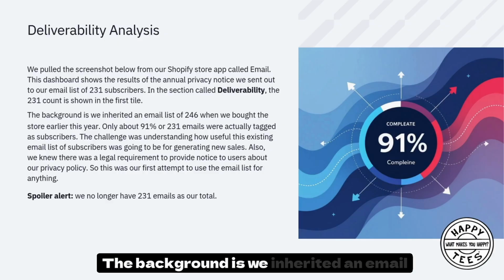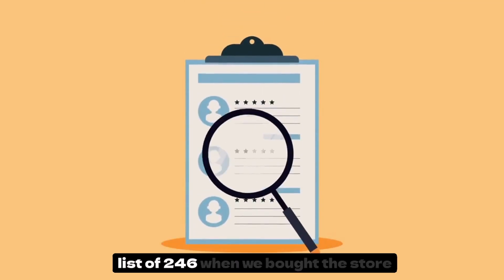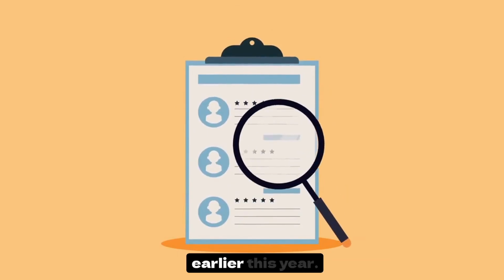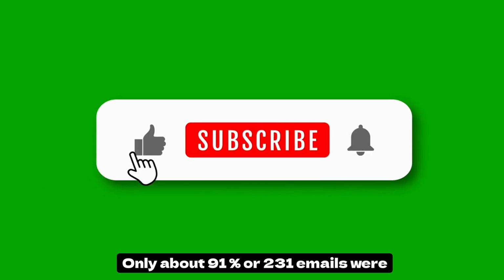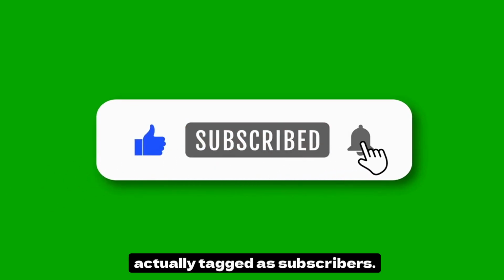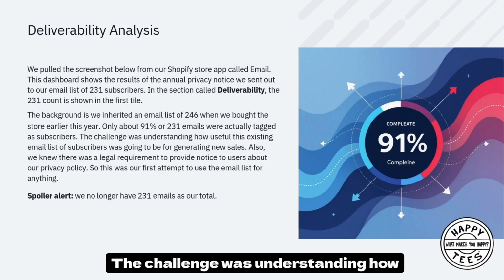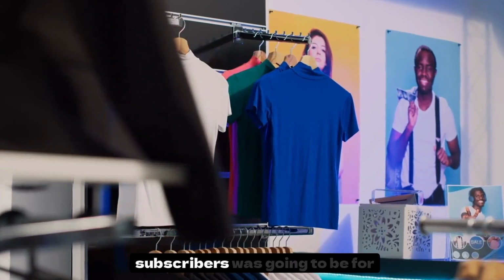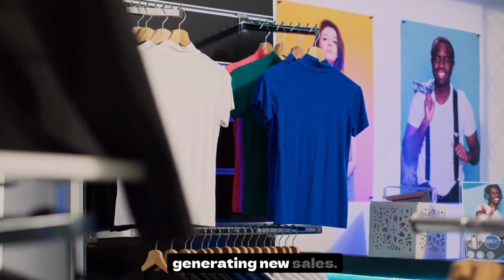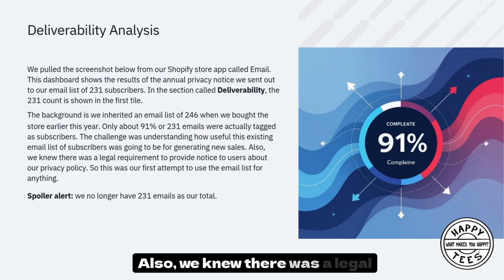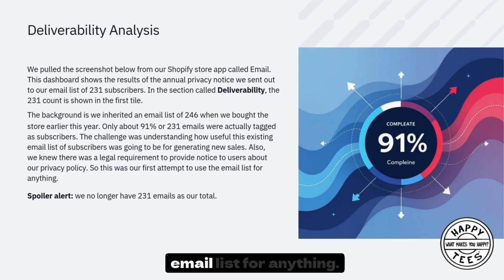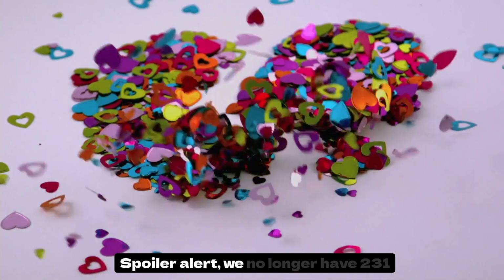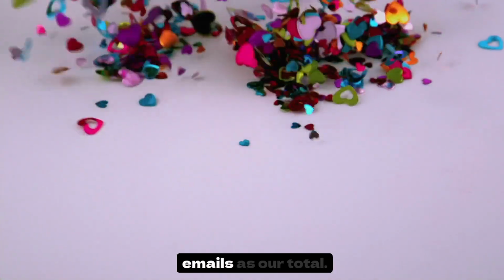The background is we inherited an email list of 246 when we bought the store earlier this year. Only about 91% or 231 emails were actually tagged as subscribers. The challenge was understanding how useful this existing email list of subscribers was going to be for generating new sales. Also, we knew there was a legal requirement to provide notice to users about our privacy policy. So, this was our first attempt to use the email list for anything. Spoiler alert, we no longer have 231 emails as our total.